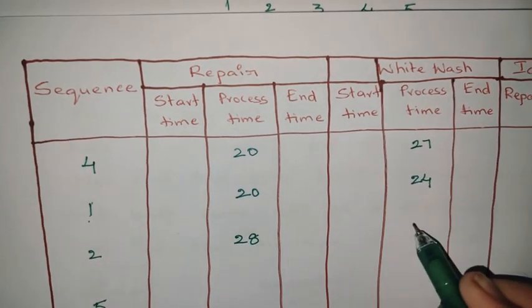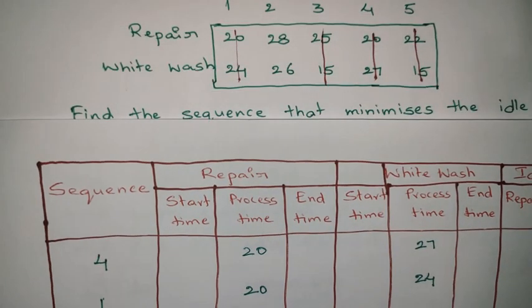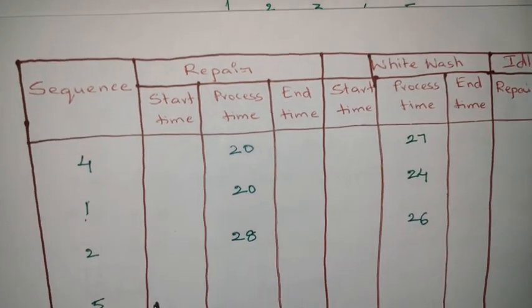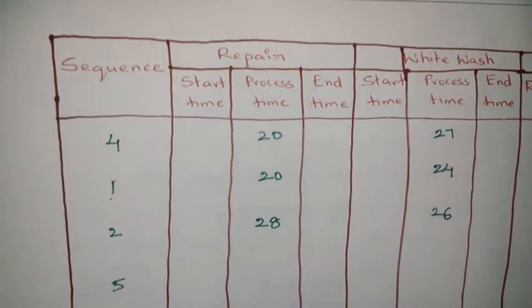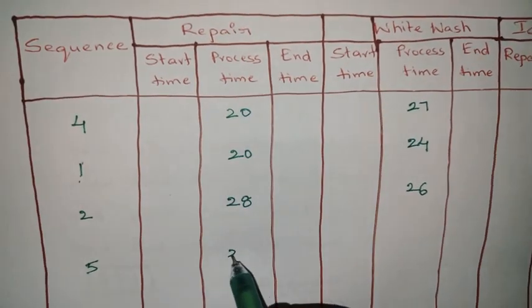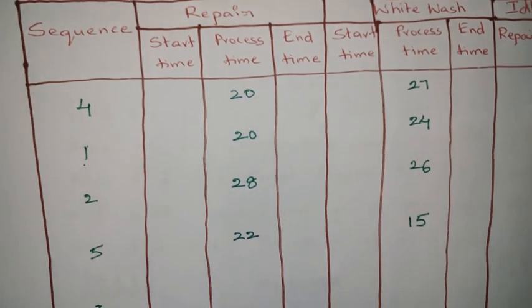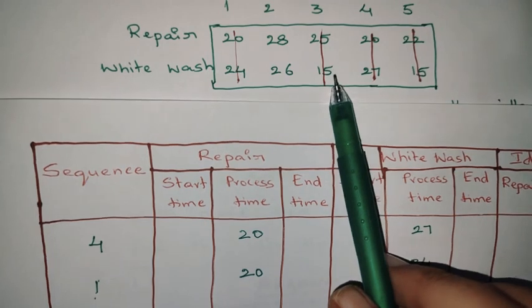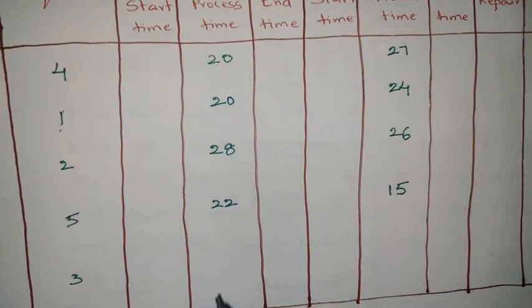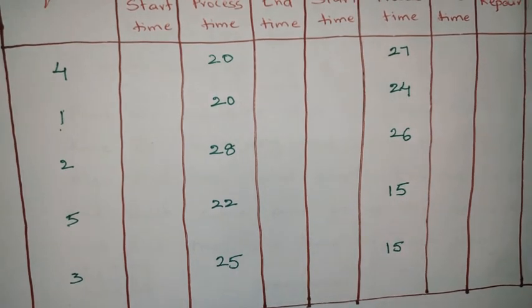28 and 26. And next, for process 5, the timings are 22, 15. So write them: 22 and 15. And next, the next floor is 3. For floor 3, the timings are 25, 15. So write them: 25, 15. Now let us find the start time and end time.